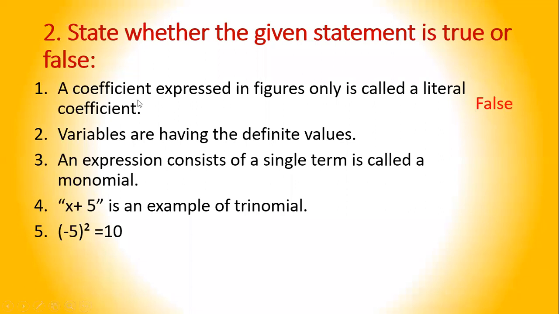The coefficient expressed in figure is called, Ali, a numerical coefficient. Now, what about 2? Variables having definite values. Variables are having definite values. Is it right or wrong? Is it true or false? False. Very good, Sumaya. Number 2 is false. What about number 3?